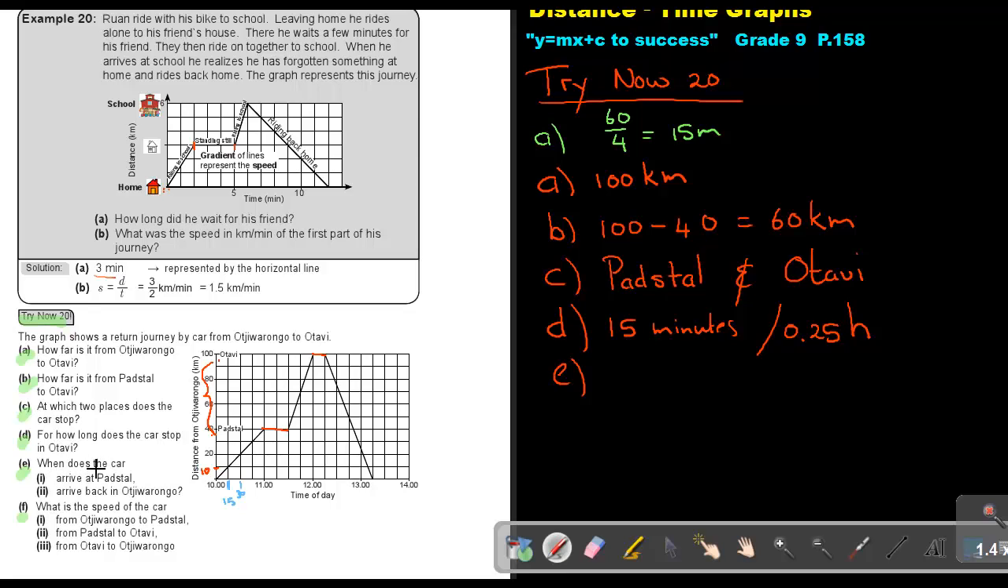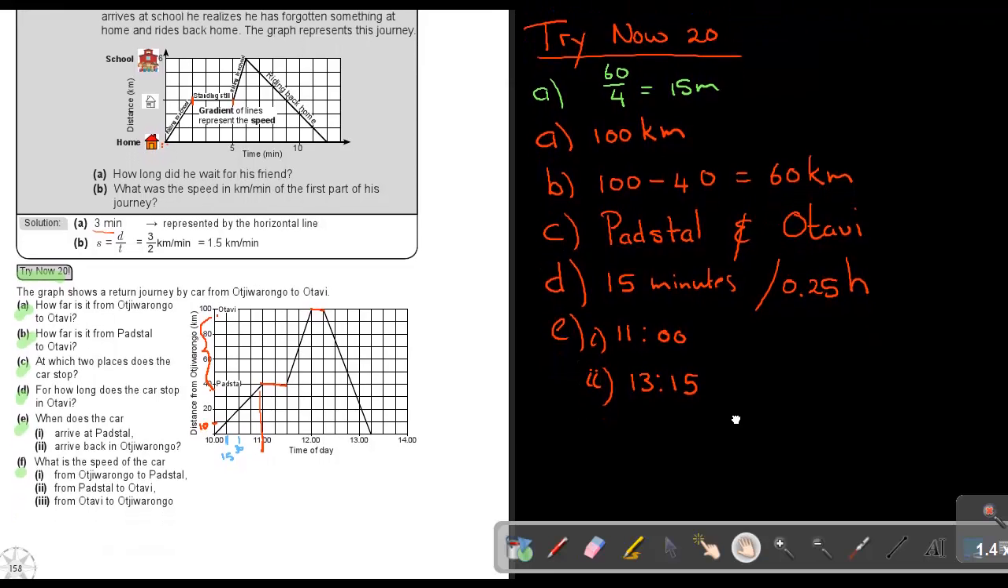And then the next one, number E. When does the car arrive at Padstal? There it arrives at Padstal. Can you see? At 11 o'clock. And then the second one, arrive back in Otjiwarongo. Utawi going back. Now remember, that's 15 minutes. There's 13, so it will arrive 13:15 back in Otjiwarongo.